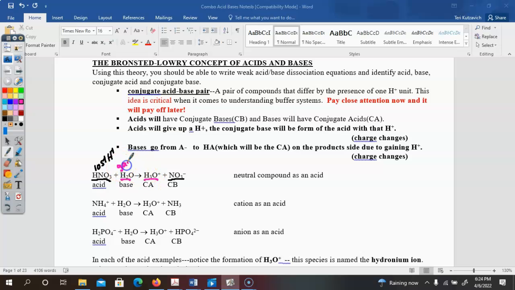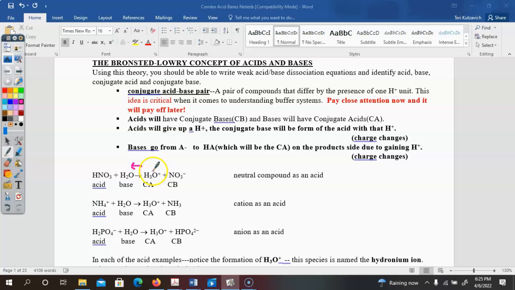So this gained a proton. So this is your base. If you look on the other side, this was your base, this is your conjugate acid then. If this is your acid, that's your conjugate base. Another way to look at these, just reverse the reaction.